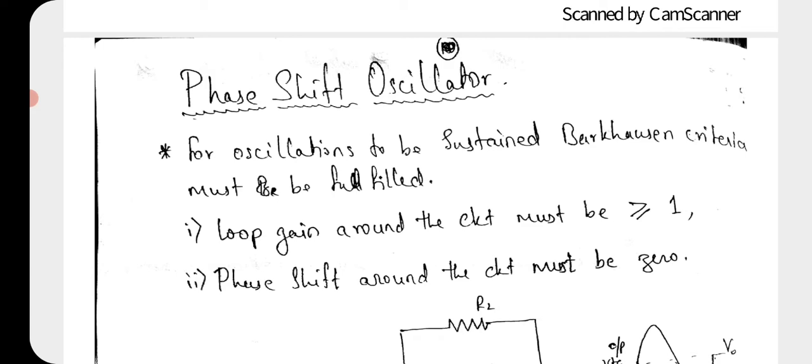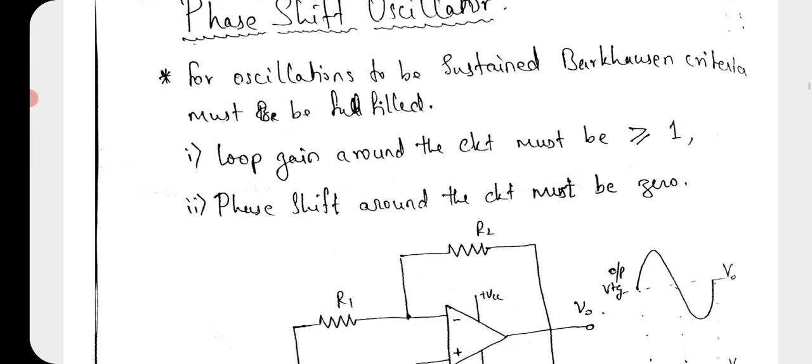Let us have once again a brief introduction for oscillator criteria here. So see here, for oscillations to be sustained, the Barkhausen criteria must be satisfied. You have two conditions. Only if these two conditions are satisfied will the oscillations be produced and sustained. The first one is loop gain around the circuit must be greater than or equal to 1.